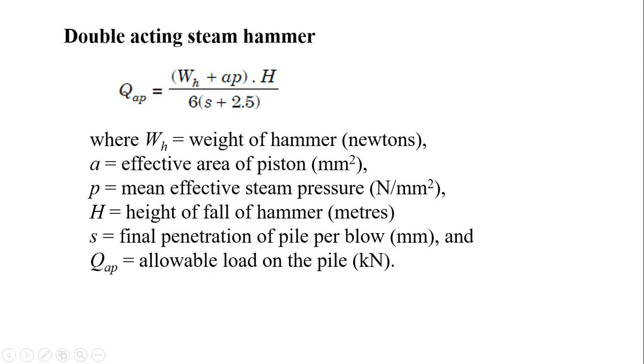If it is a double acting steel hammer, the equation is W into H plus A into P into H divided by 6 times S plus 2.5. Here W is the weight of the hammer in newtons, A is the effective area of the piston, P is the mean steam pressure, H is the height of fall of the hammer in meters, S is the final penetration per blow, and Q_AP is the allowable load on the pile.